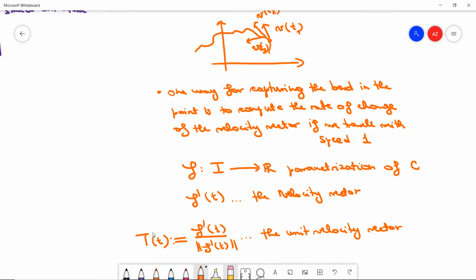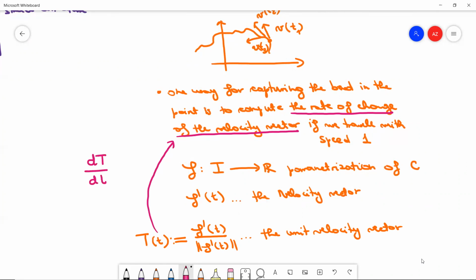And in this notation, the rate of change of the velocity vector is then just d capital T over dt. And this is our kappa. So this is kappa of t. So this is the definition of the curvature.